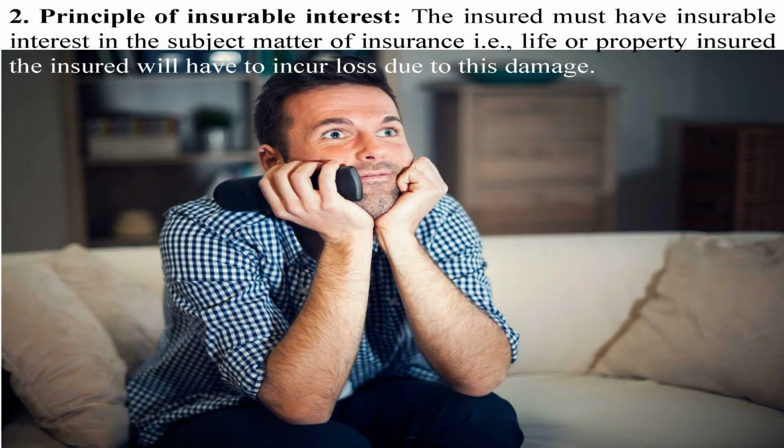Second one, principle of insurable interest. The insured must have an insurable interest in the subject matter of insurance. Example, the life of a person or property insured. The insured will incur loss due to the damage. You can only make an insurance for your interest. There has to be an interest in the insured thing, so you can't insure some other property. It has to bring a loss to you so that you can insure it.